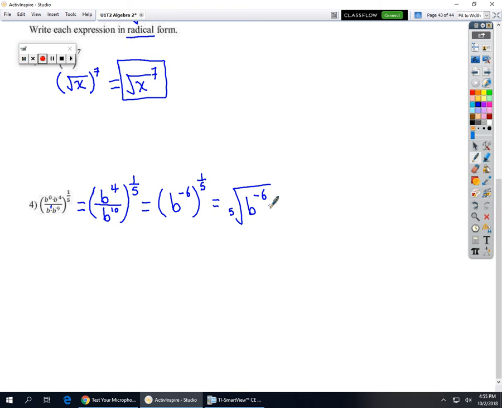Again, this is in radical form. It's pretty much simplified. You could totally leave it like this. If you do want to go a step further, then that would be 1 over the 5th root of b to the 6th. So roots are kind of interesting.